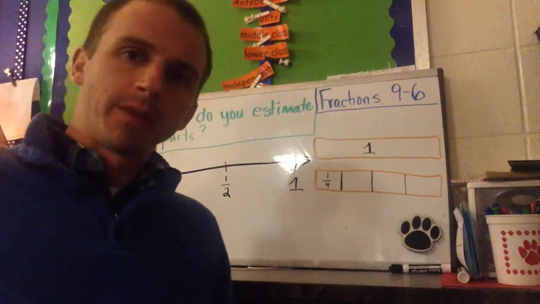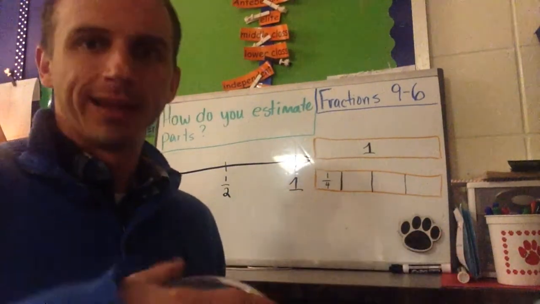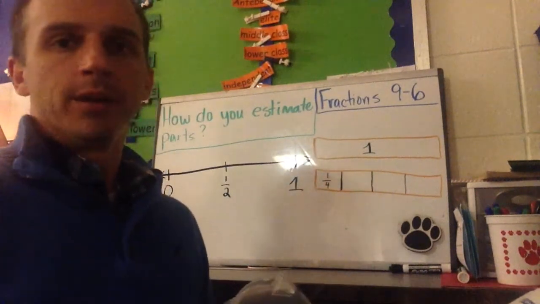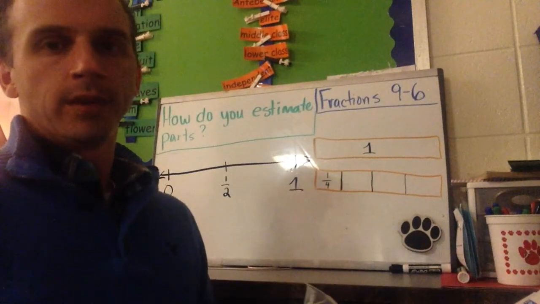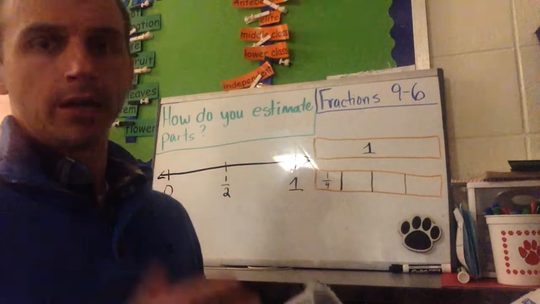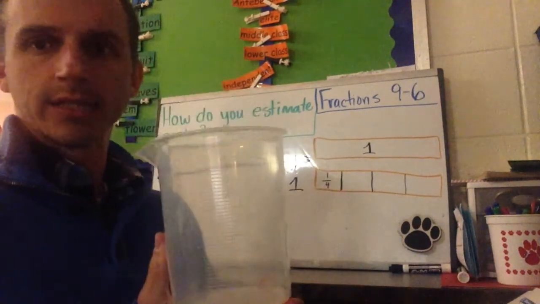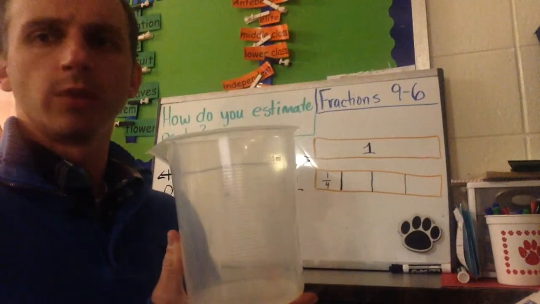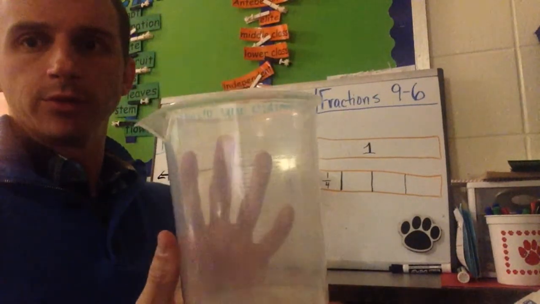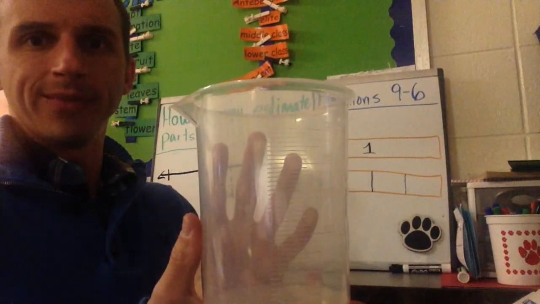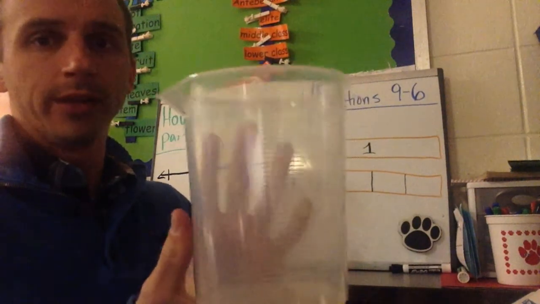Now I wanted to show you something from Lesson 9-5, and I actually forgot about it, but it's okay to review with, in regards to using a number line. So I want you to look at this. If you remember, we've used this in science. We've also used it in math. We'll use it some more later. But this is a measuring tool used in science. Do you remember the name of it? You're right. It's called a beaker.